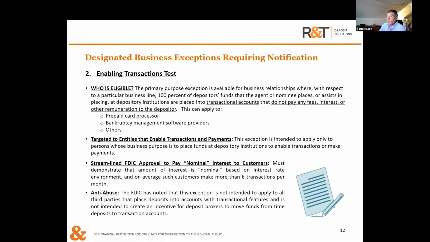Now, one of the other issues is about the 25% rule that I just discussed a little bit. That's one of the ways that somebody who places deposits can get a primary purpose exemption. The second is an enabling transaction test. These are business relationships where 100% of depositor funds are going into transactional accounts. They don't pay any interest. They don't pay any fees.